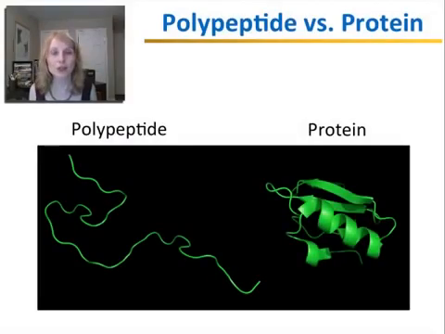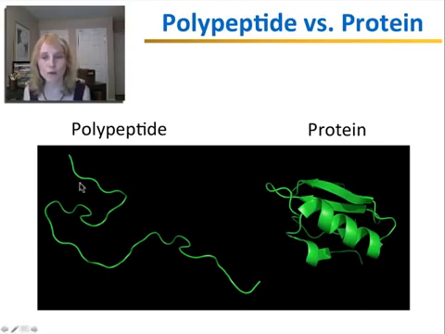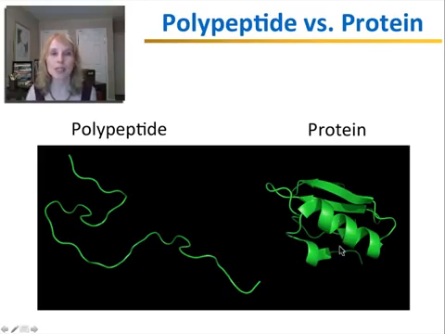Now, I had promised you that I would explain the difference between a polypeptide and a protein, so here it is. A polypeptide is a chain of 3 or more amino acids that are linked together. It is not yet folded, so here you see it as a strand of amino acids. Whereas a protein is a polypeptide that has taken on the full 3-dimensional shape.